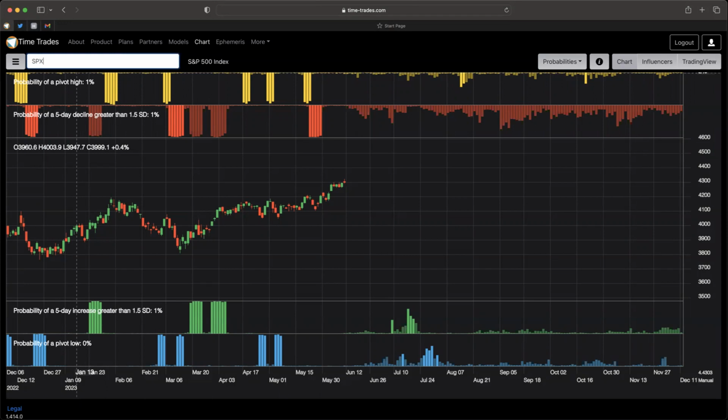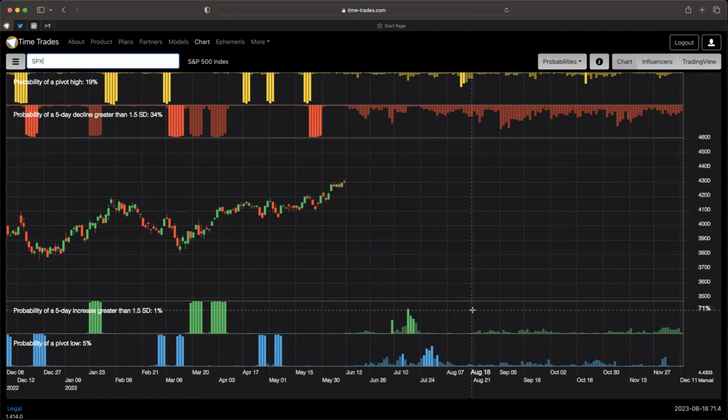So what you're looking at right now is kind of the standard view of Time Trades probabilities. At the top, we've got probabilities of a pivot high. At the bottom, we've got pivot low, and the red is probability of a 5-day decline over 1.5 standard deviations, and the green is probabilities of a 5-day increase.